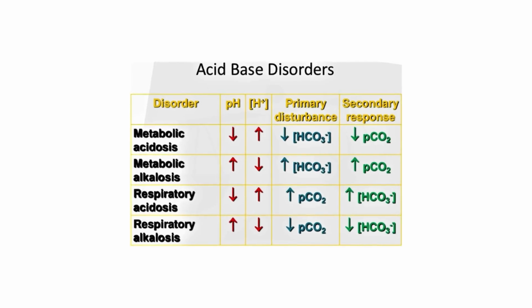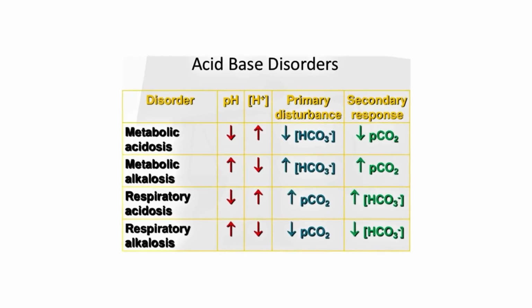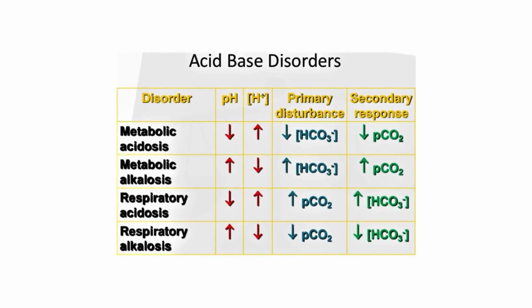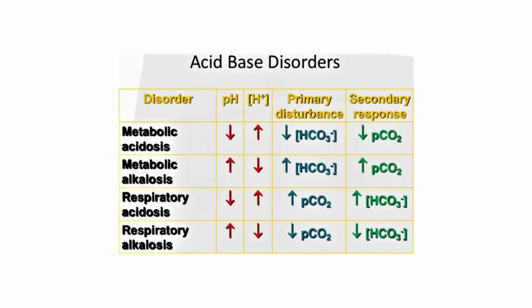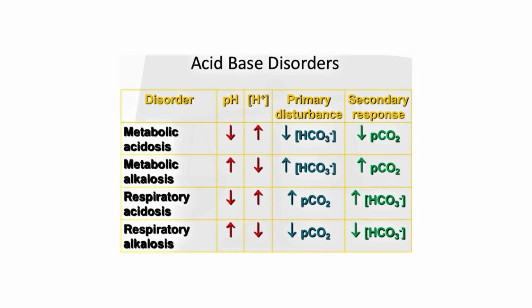In Step 4, you need to analyze the HCO3. The normal range is 22 to 28 milliequivalents/L. If it is elevated, that is HCO3 greater than 28 milliequivalents/L, then it is metabolic alkalosis. If it is decreased, that is HCO3 less than 22 milliequivalents/L, then it indicates metabolic acidosis.